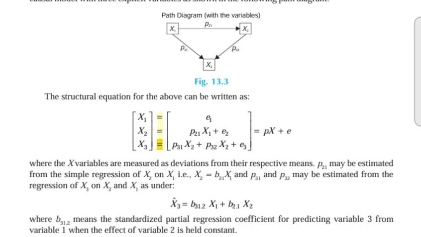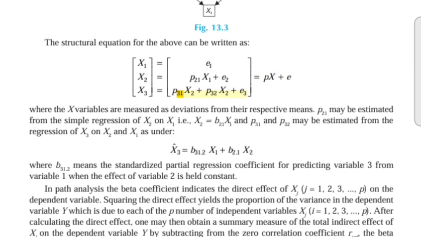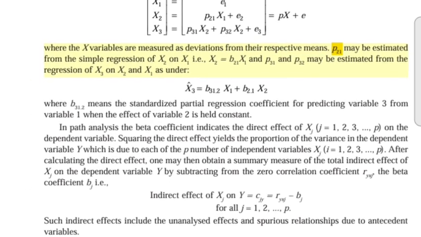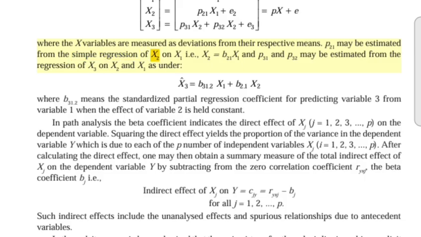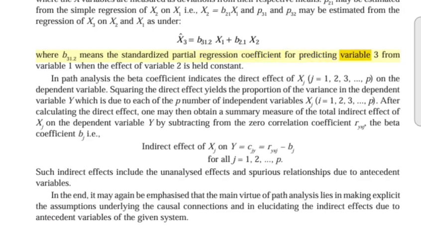equations relating x1, x2 and x3 with path coefficients p21, p31, p32 and residual terms, where the x variables are measured as deviations from their respective means. P21 may be estimated from the simple regression of x2 on x1, i.e., x2 equals B21 x1, and P31 and P32 may be estimated from the regression of x3 on x2 and x1 as under x3 equals B31.2 x1 plus B32.1 x2, where B31.2 means the standardized partial regression coefficient for predicting variable 3 from variable 1 when the effect of variable 2 is held constant.